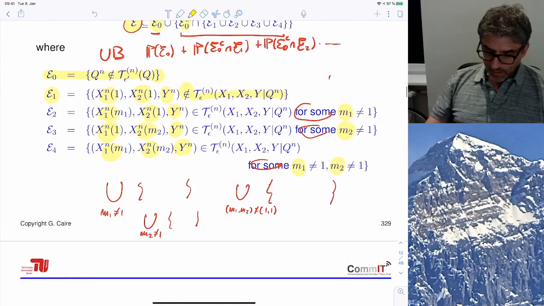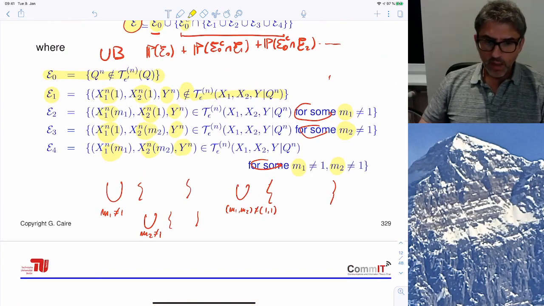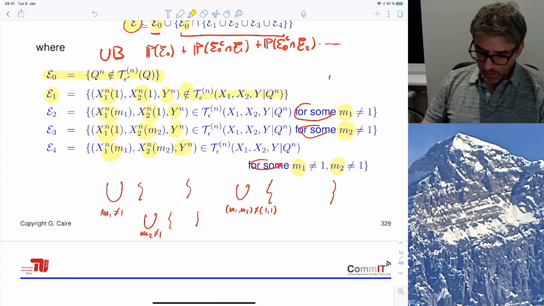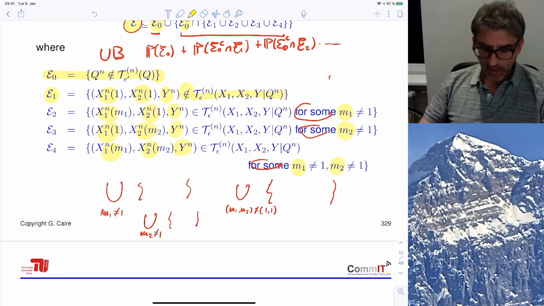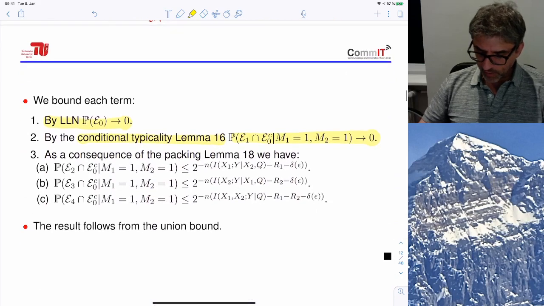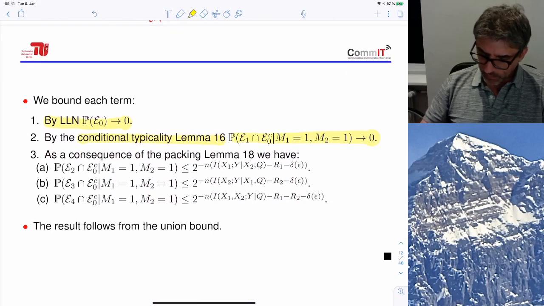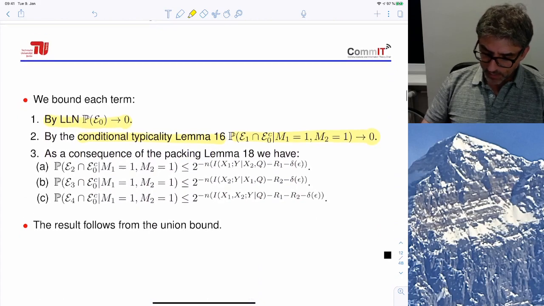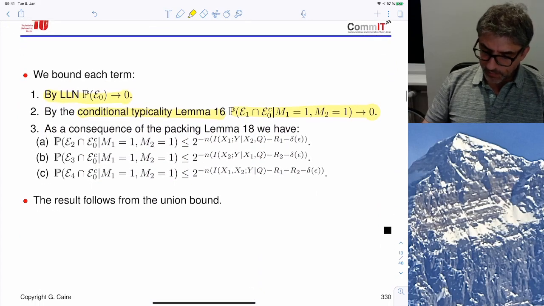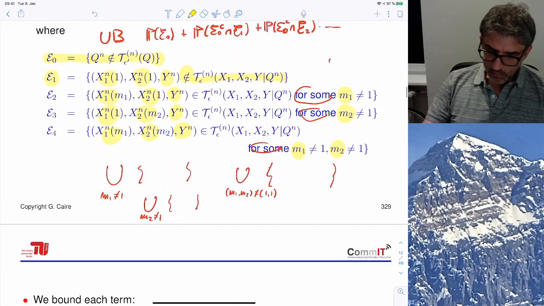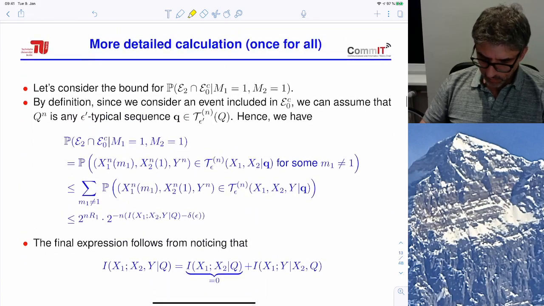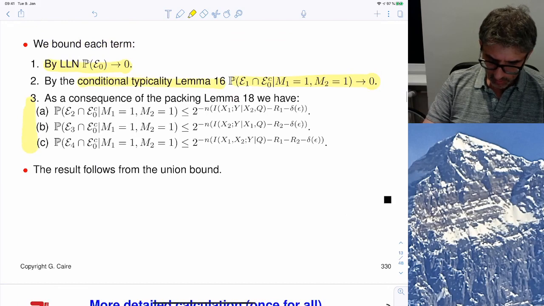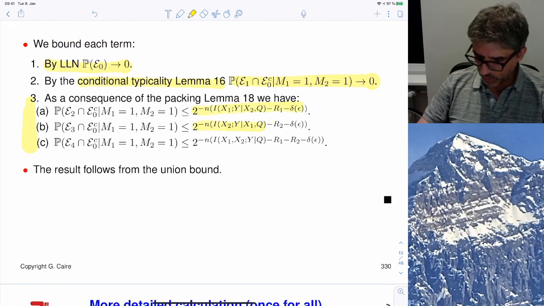The other three events contain a union over many possibilities, and therefore we use the packing lemma. So basically, you will recognize that this is exactly the statement of the packing lemma in every case. So we have, for example, take for example, here is the summary of the results. So here we have the final inequality that we are going to have.